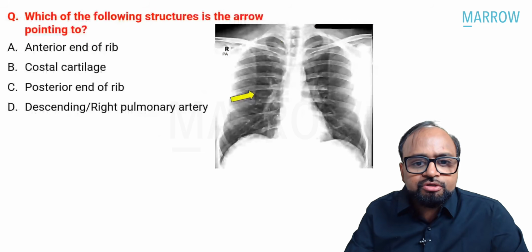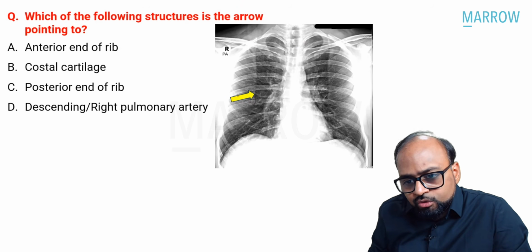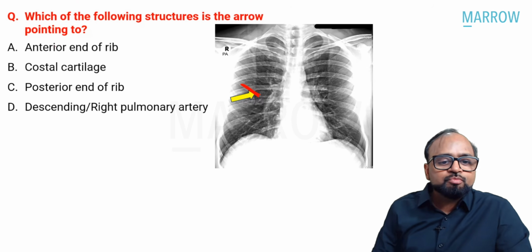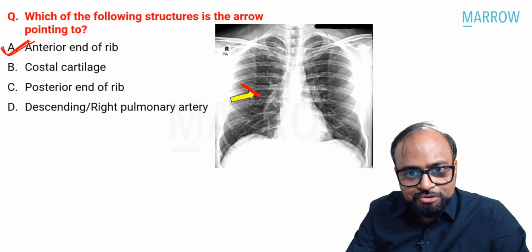So, which of the following structures is the arrow pointing to? If you see here, the arrow is pointing over here. What is this? This is the end of rib which is obliquely oriented and it is away from the midline. So, it is pointing to the anterior end of the rib. Yes. So, this is where it is pointing to.